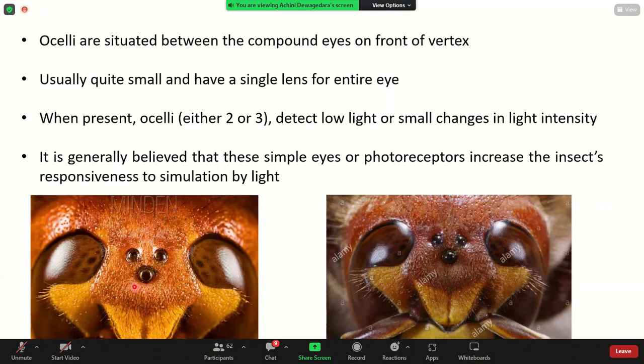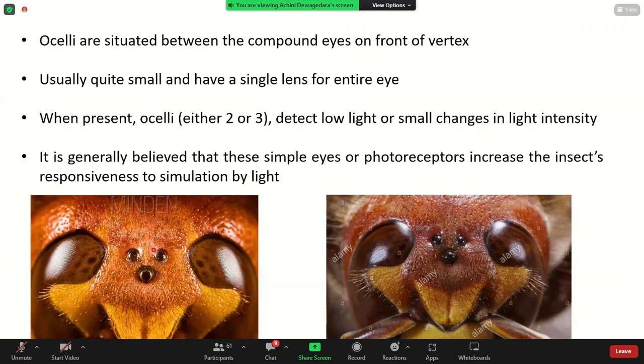Generally, they are smaller than the compound eyes, and they have just a single lens. These compound eyes are made of thousands of lenses. These ocelli have one lens in each one. Okay, so there may be 2 or 3 simple eyes present in insects, which differ according to the type of insect.